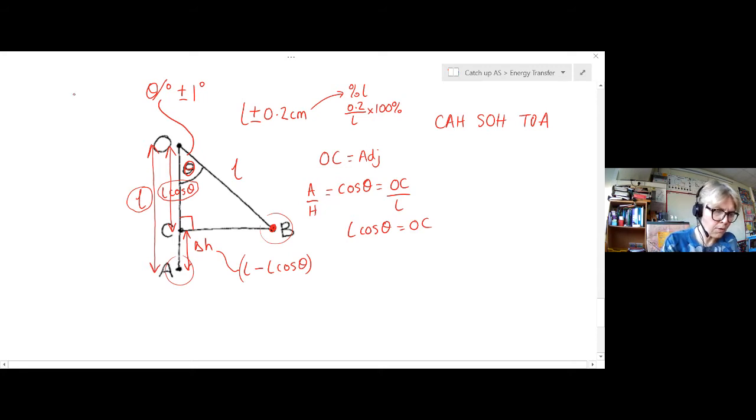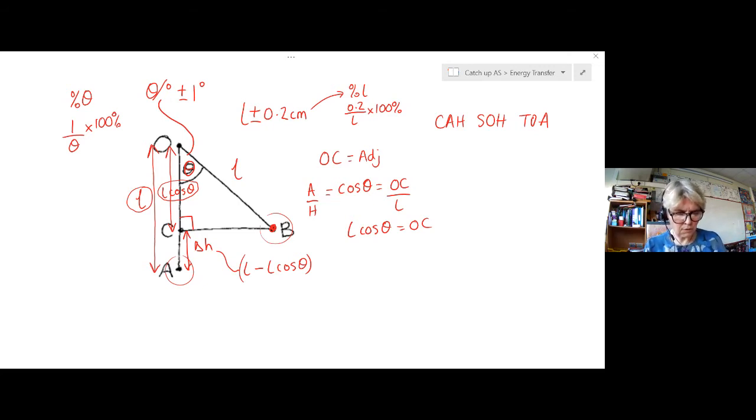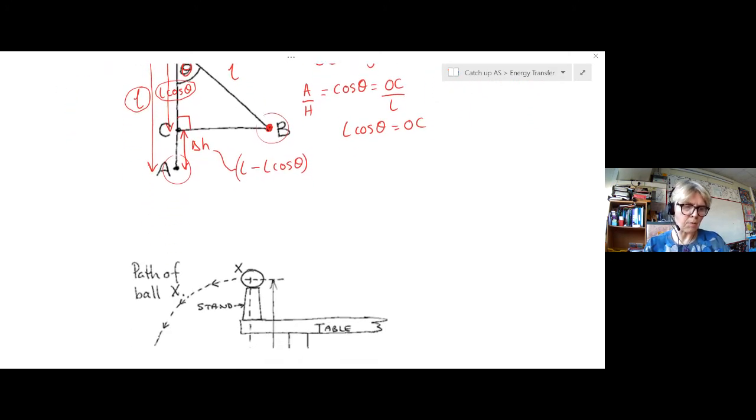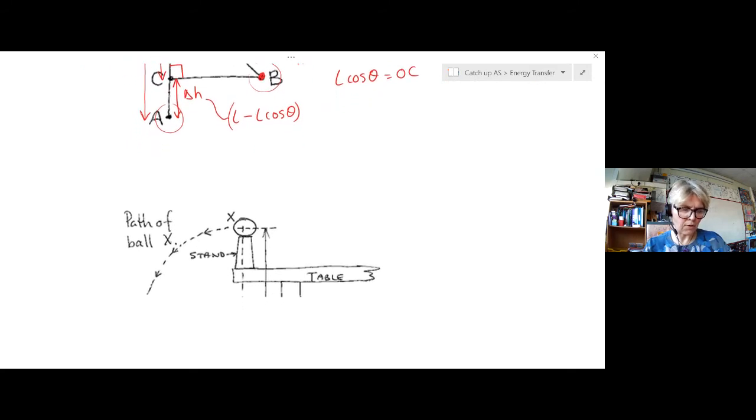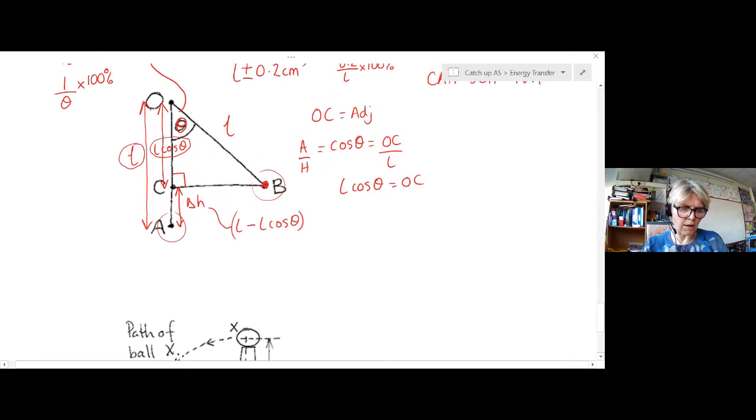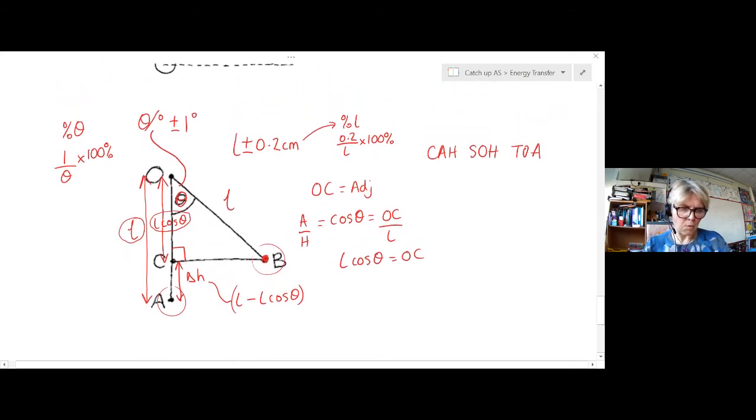So again, if you wanted the percentage uncertainty in theta, we take the smallest division, the resolution, and divide it by your angle for theta here, and then just times it by 100%. I just want you to have awareness of your uncertainties as we go through this, as well as doing the mathematics. We could do that at the end, or we could do it as you're going along.